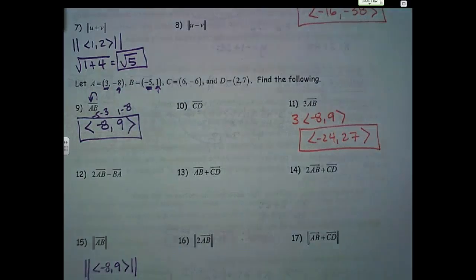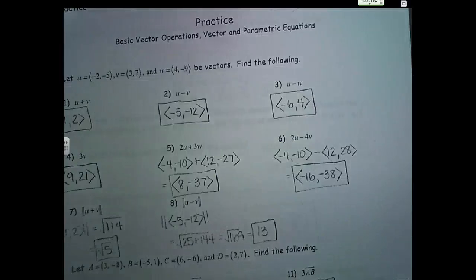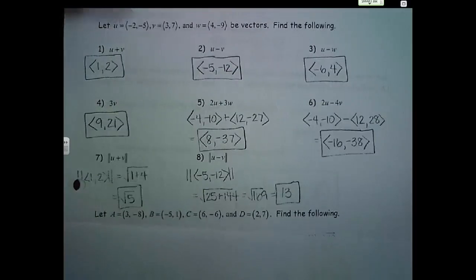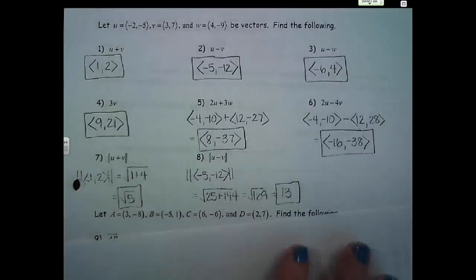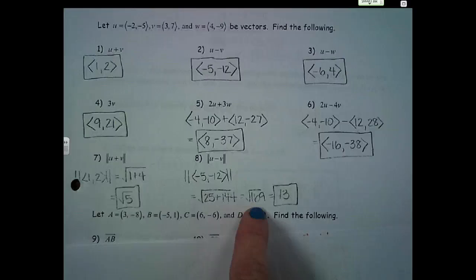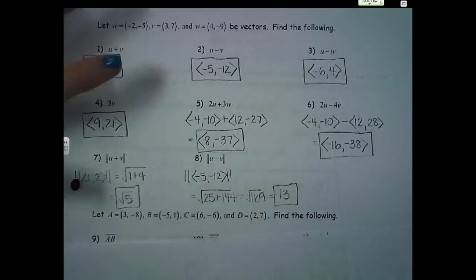Okay, I'm going to put the answers up for the first 8 so you can check and see how you did. Here's 1 through 8. You'll notice, to me, the strangest part is on 7, I asked you for the magnitude and you got root 5. And on 8, you got the square root of 169, which simplifies to 13. Your magnitude or your speed does not have to be a radical if it simplifies. So on number 8, the answer was just 13. That's fine.